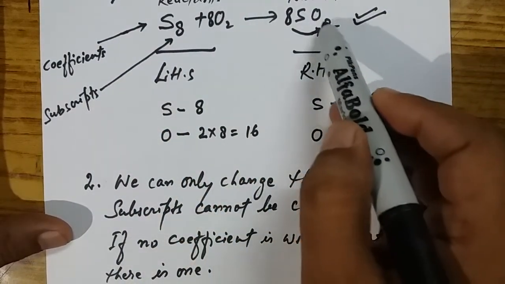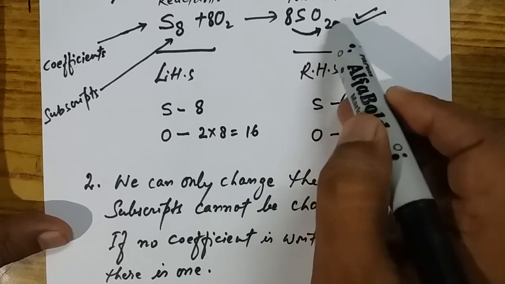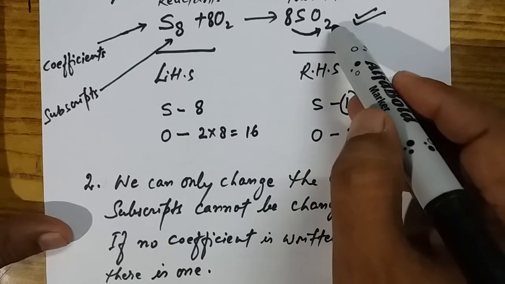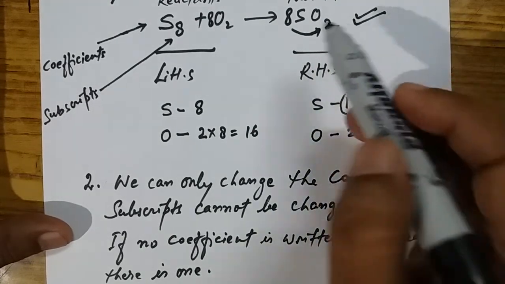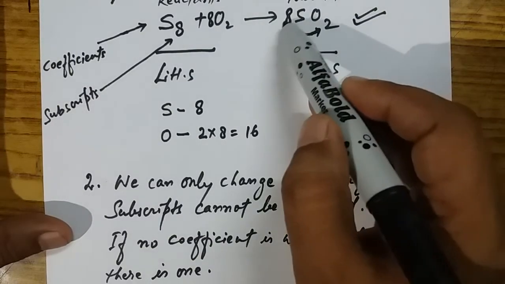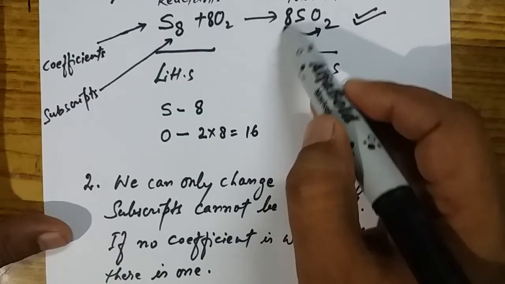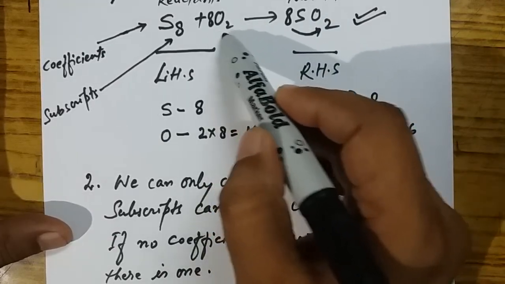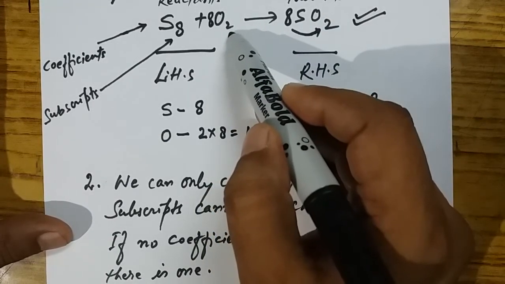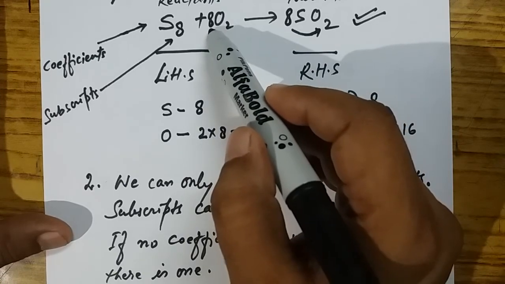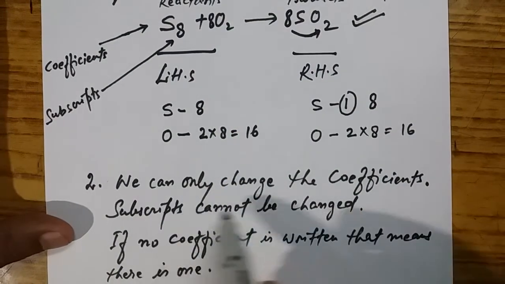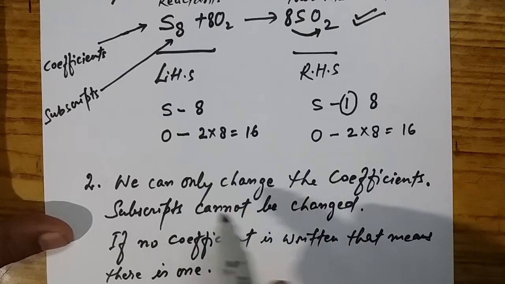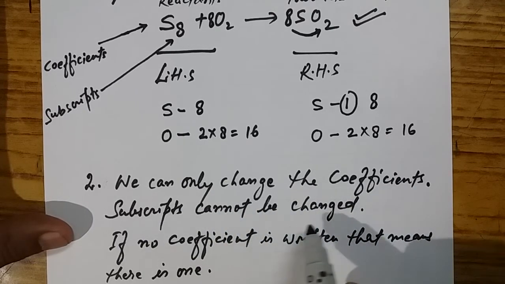Suppose here it is written SO2; we can't cut this 2 and write any other number there. We can only write in front of the element. This is called the coefficient, and that's why we have done it like this. We can't change this one; this is the subscript. We can only change the coefficient. Subscripts cannot be changed.